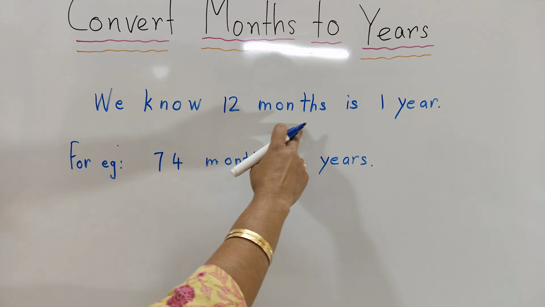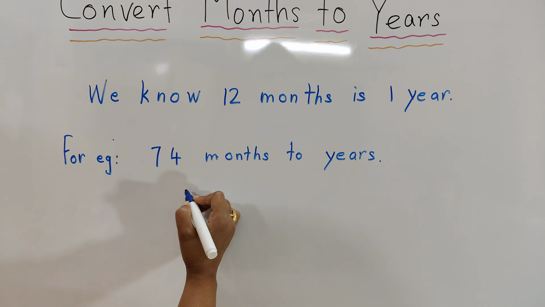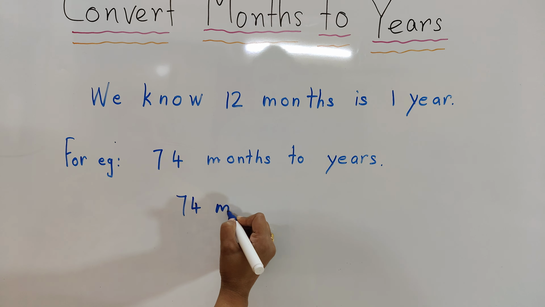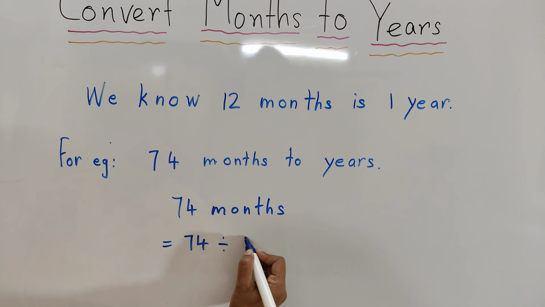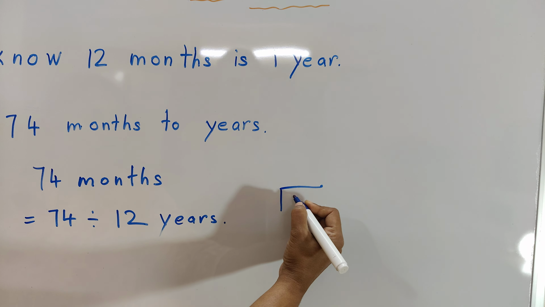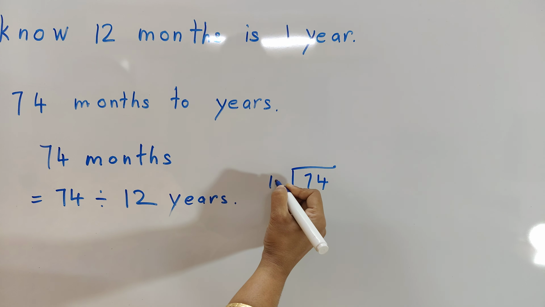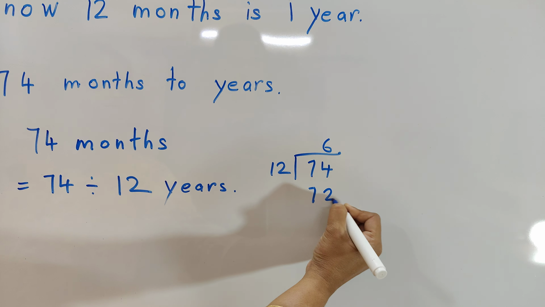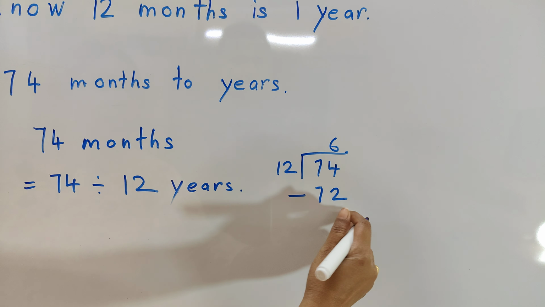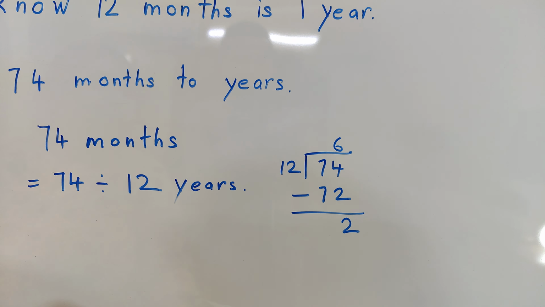We know 12 months is equal to 1 year. So 74 months is equal to 74 divided by 12. Let's do the division. 74 divided by 12. 12 times 6 is 72. 74 minus 72 is 2.